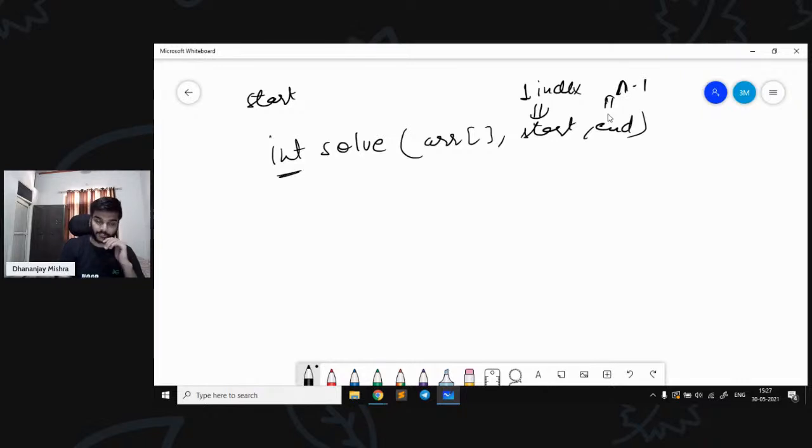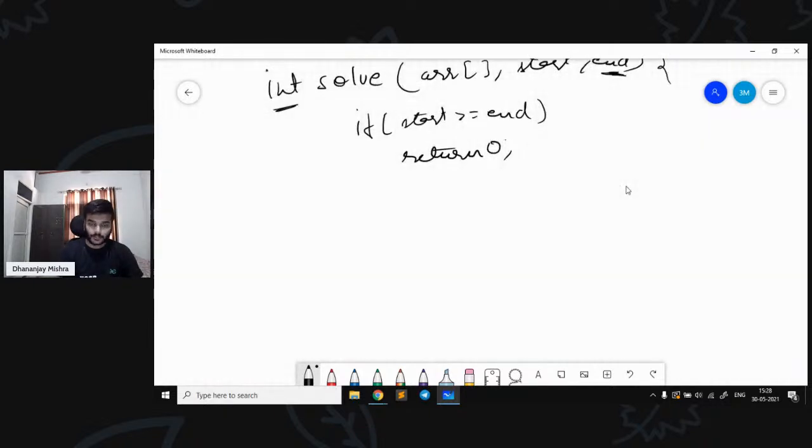I will remind you again why it will not work if I keep it to n minus 1. This is correct, but I will tell you why we cannot iterate till n minus 1. I hope the initial parameters are clear to you. Now, how will the recursion body look? First of all, we have a base condition. If my start is greater than or equal to end, I have to return 0. Up till now it's clear.